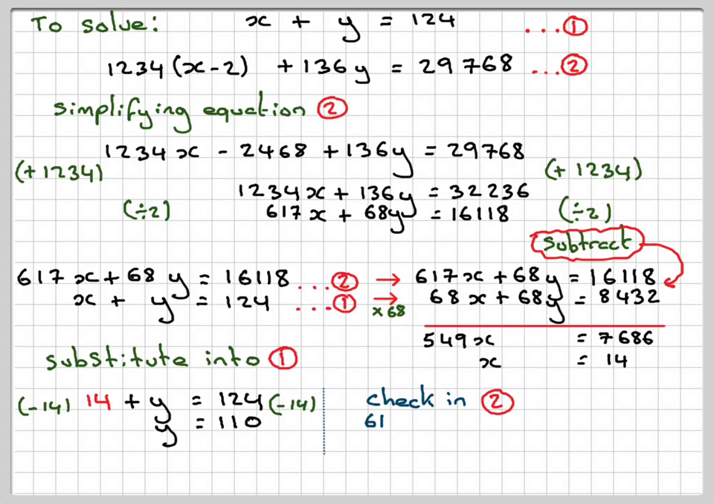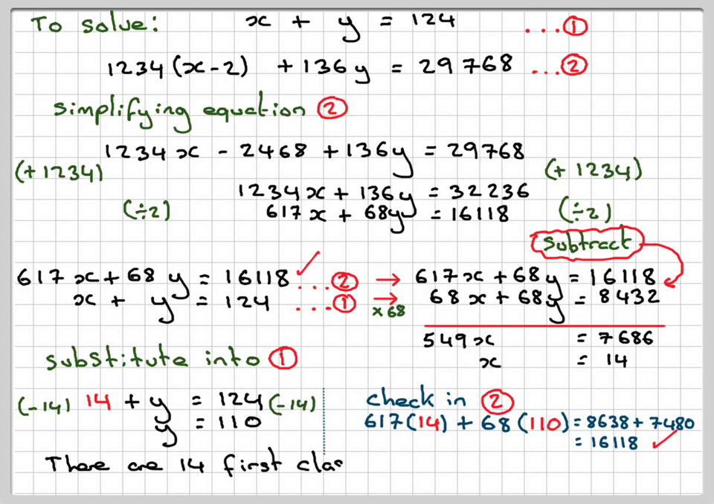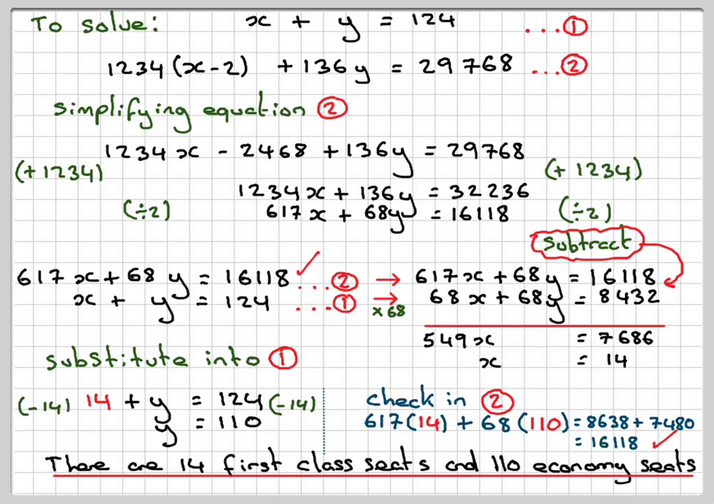So we're going to get 617 times 14 plus 68 times 110. That gives me 8,638 plus 7,480, which gives me 16,118. So we've got agreement here, which suggests that we haven't made a mistake. You should always do a little check to make sure you got the answer correct. And therefore there are 14 first class seats and 110 economy seats.